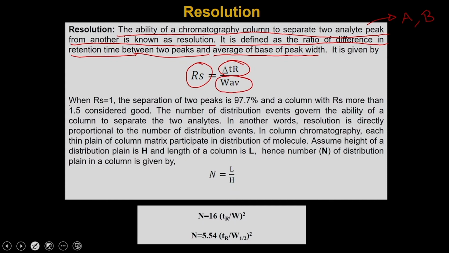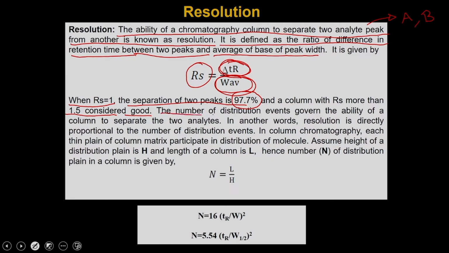So, when you have a resolution of 1, which means the retention time difference and the average width of the peak are going to be equal, the separation of the two peaks is going to be performed with an efficiency of 97.7%. But if you have a resolution which is more than 1.5, it will give you a separation of the two molecules by more than 99%.